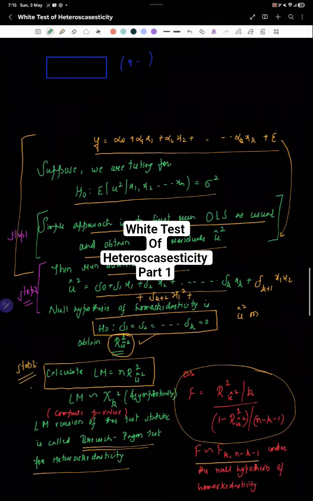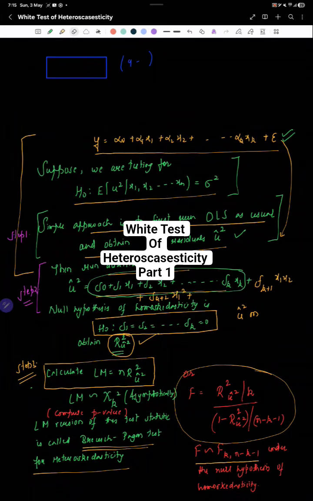So the first step is to run this regression, and we are testing homoscedasticity as the null hypothesis. So the first step is to run this OLS regression as usual and obtain the u hat squared. In the second step, in the Breusch-Pagan test, what we used to do was run this regression only on x1, x2, and so on up to xk.